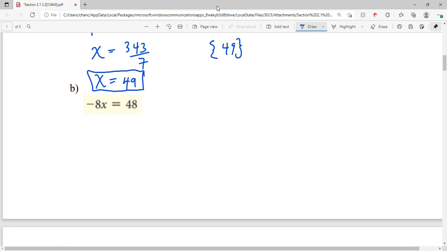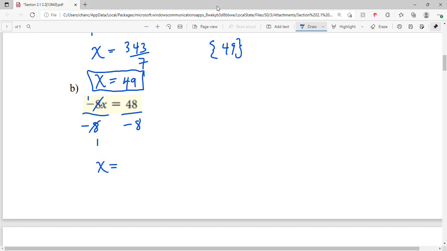For part B, again, this is a negative 8 times x. So we are going to use the opposite, and that's division. We're going to divide both sides by negative 8. And so the negative 8 is reduced to 1s. We don't write 1x, we just write x on the left.